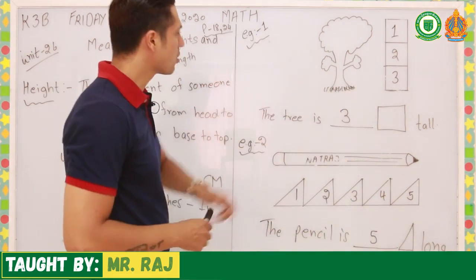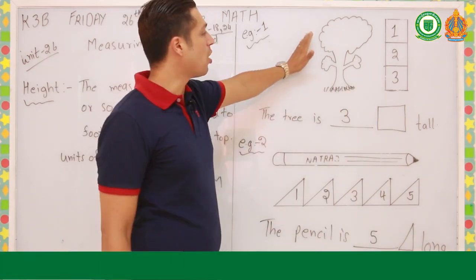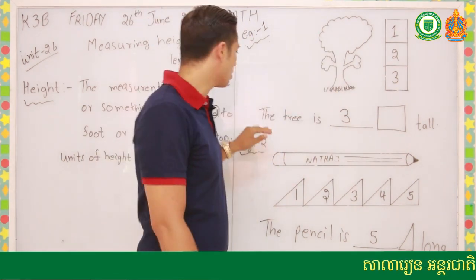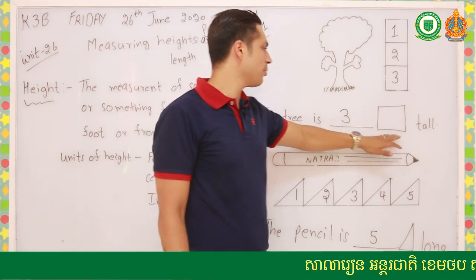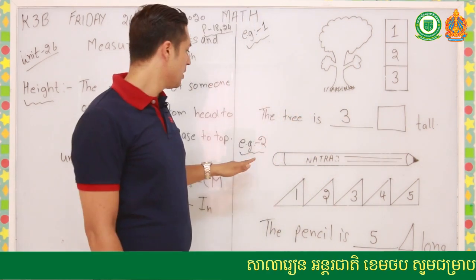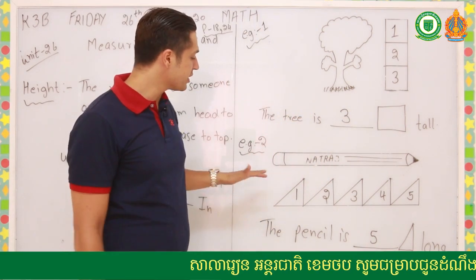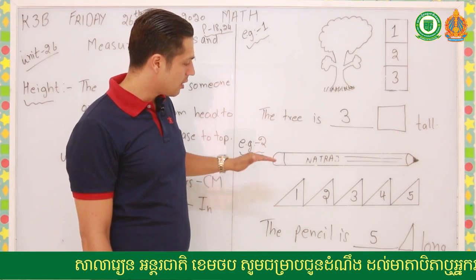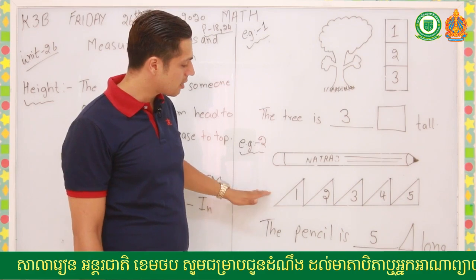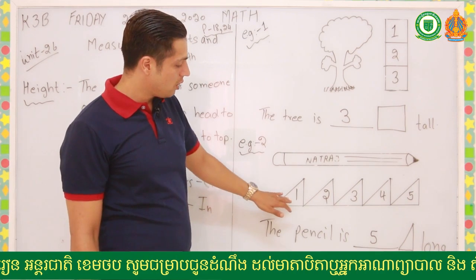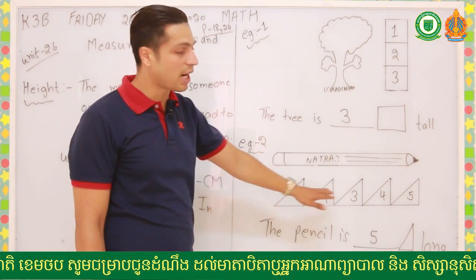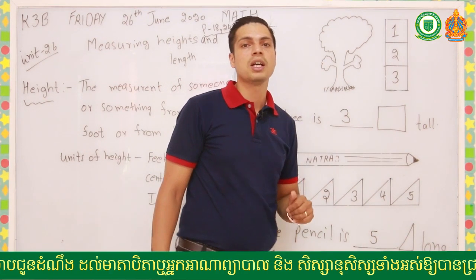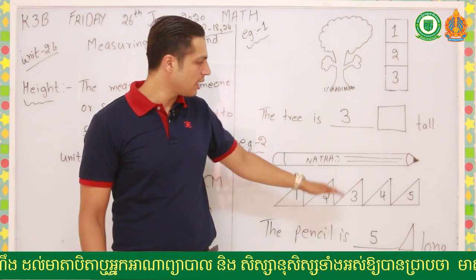Okay. So same here, the height of the tree is similar to 3 boxes. So the tree is 3 boxes tall. Okay. So example 2 about length. We can say the length of the pencil is similar to 5 triangles. The pencil is 5 triangles long. So that's how we can measure length.